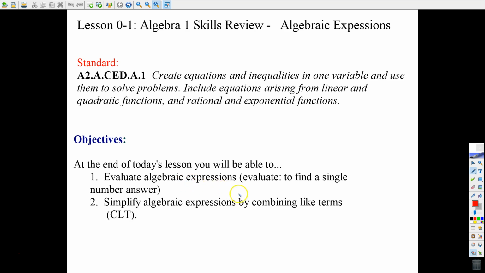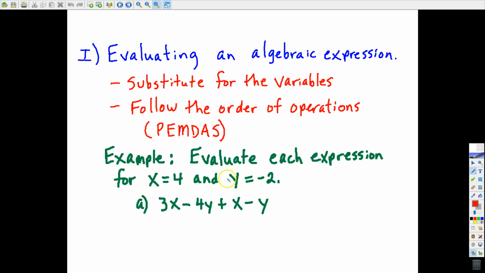We want to learn what it means to evaluate an algebraic expression, to take several terms and come to a final single number answer to an expression after we substitute for the variables and perform the order of operations correctly. And then to wrap up this lesson, we're going to remind ourselves what it means to simplify algebraic expressions by combining like terms, or sometimes you'll see me use the letters CLT, combine like terms. So let's just get right to it.